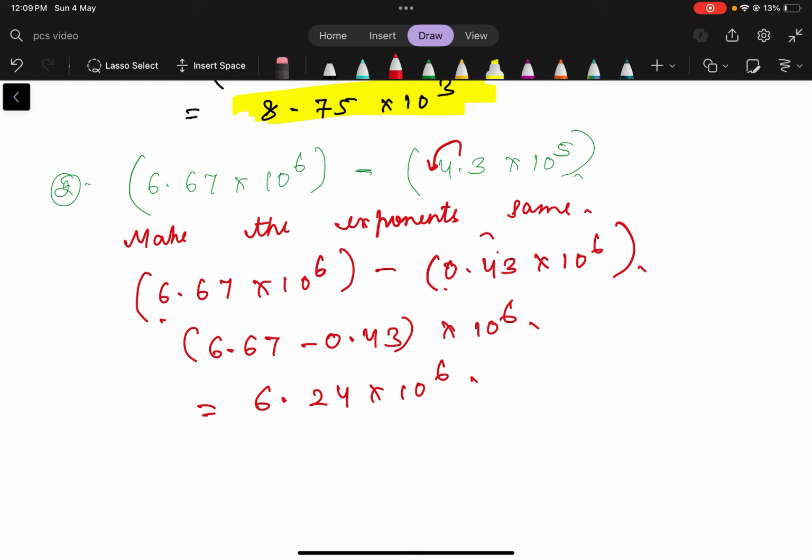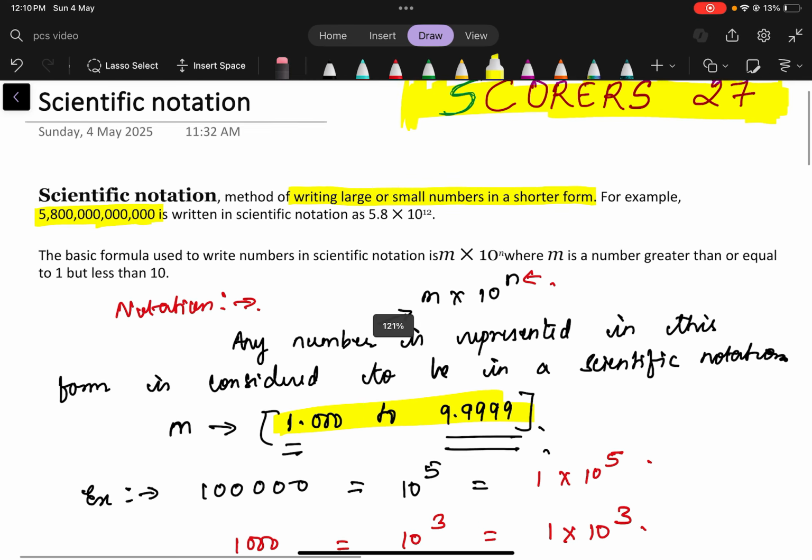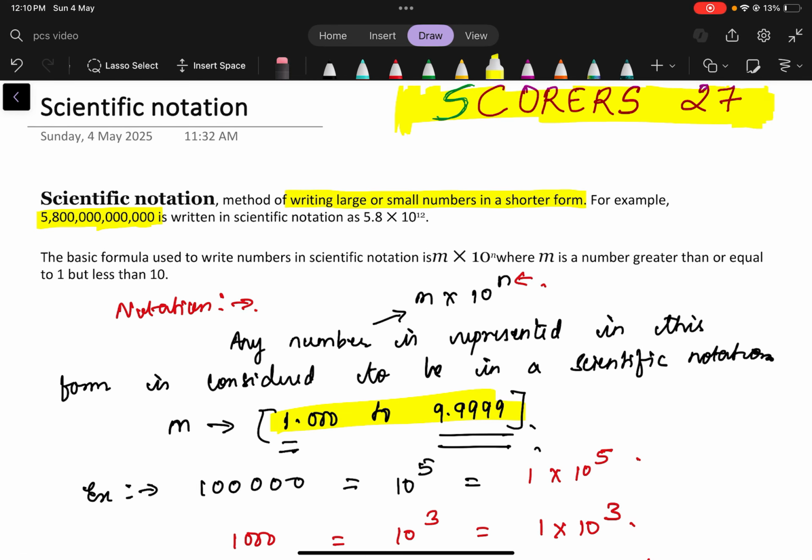So this is as far as scientific notation is concerned. Let us recapitulate what we have learned. Any number which can be represented in the form of symbols in an easy way is a notation. Now what is scientific notation? Scientific notation is the method of writing large or small numbers in a very shorter form.